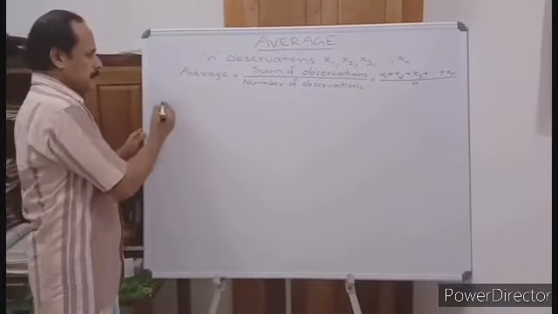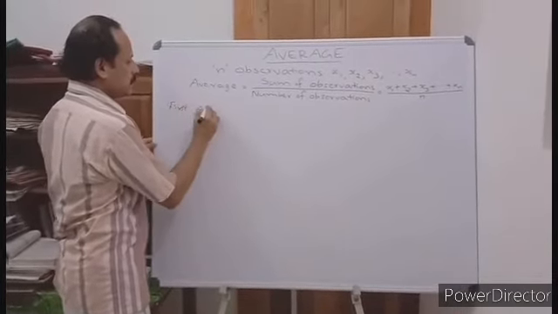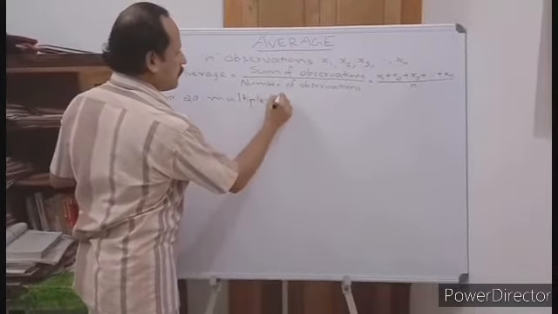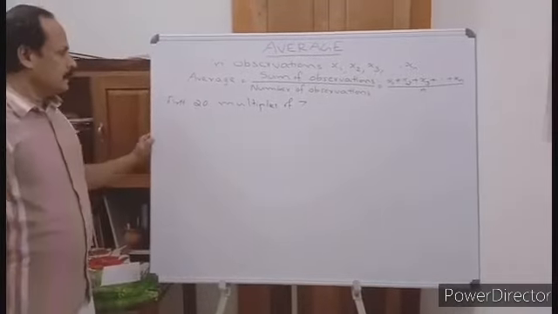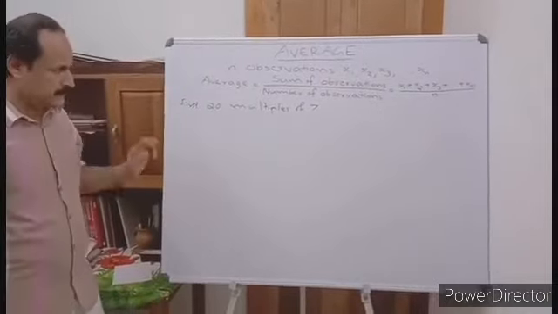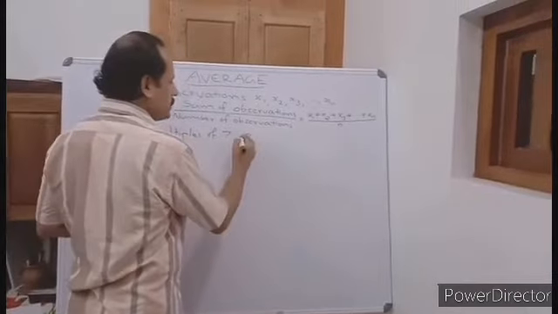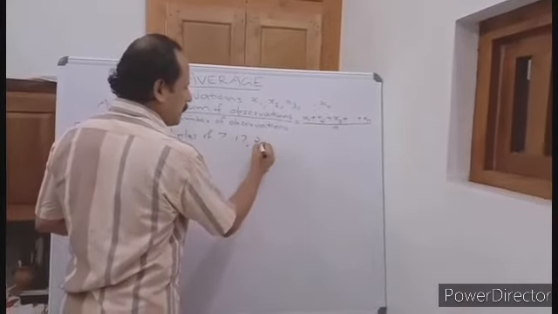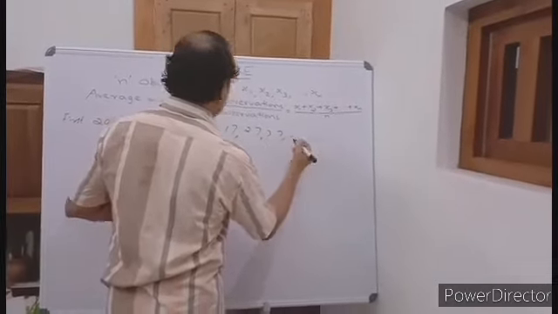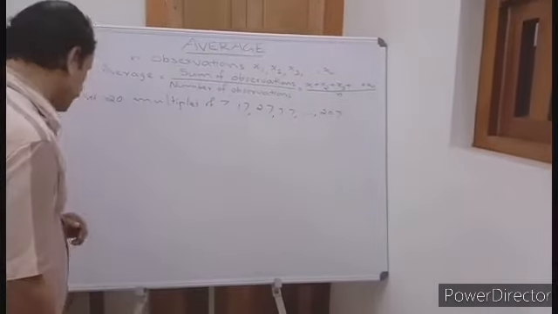Take another example. You take the first 20 multiples of 7. Which is the first multiple of 7? That is 7 itself, 1 into 7. The second multiple of 7 is 2 into 7. Next is 3 into 7, etc. We have to take the first 20 multiples. Therefore, the last is 20 into 7.